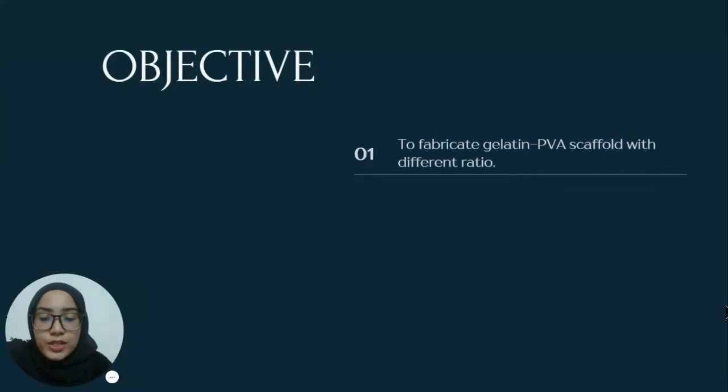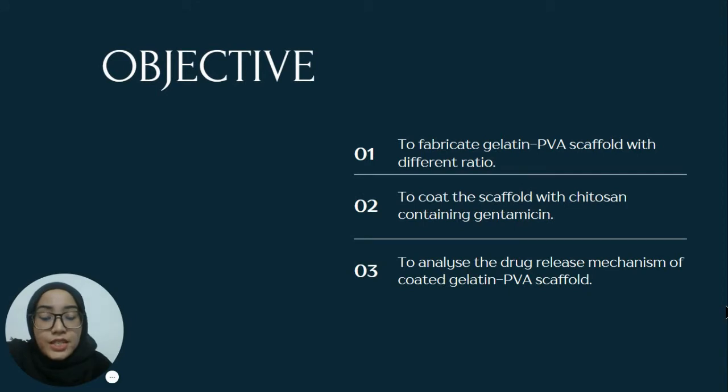That's why we need to do a study on how gentamicin is released in a given period, to observe the degradation or diffusion of gentamicin into the gelatin-PVA scaffold. The objective of this study is, first, to fabricate gelatin-PVA scaffold with different ratios. Second, to coat the scaffold with chitosan containing gentamicin. And third, to analyze the drug release mechanism of the coated gelatin-PVA scaffold.